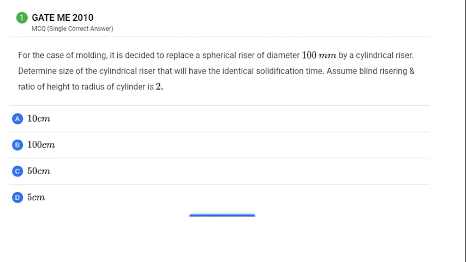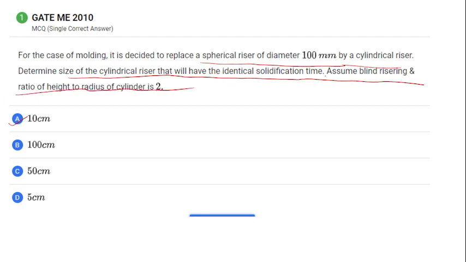Hundred mm. Yeah, correct. So let's read the question. For the case of molding, it is decided to replace a spherical riser of diameter 100 mm by a cylindrical riser. Determine the size of the cylindrical riser that will have the identical solidification time. Assume blind risering and the ratio of height to radius of cylinder is 2.